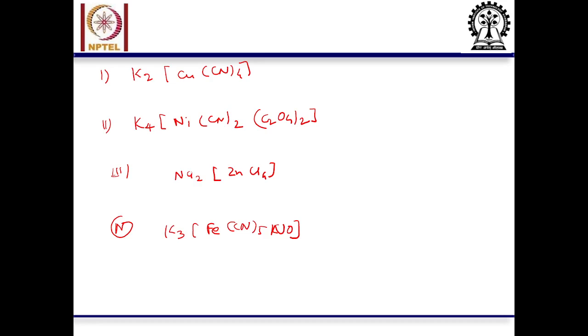Can you people try? The first compound is K2[Cu(CN)4]. Second is K4[Ni(CN)2(C2O4)2]. Third is Na2[ZnCl4] and fourth is okay. So first, halogen... potassium tetracyanocuprate(II).